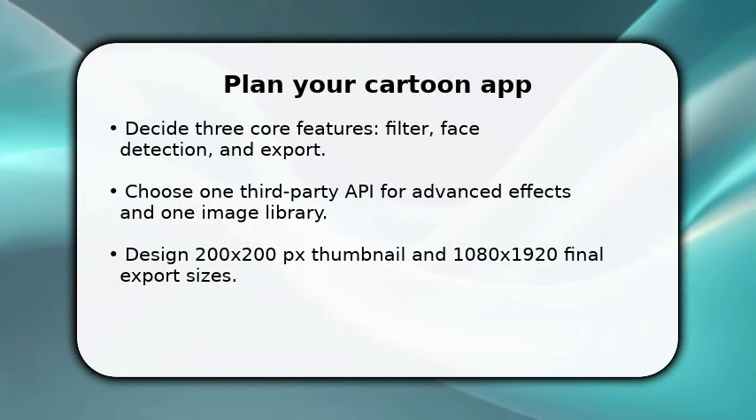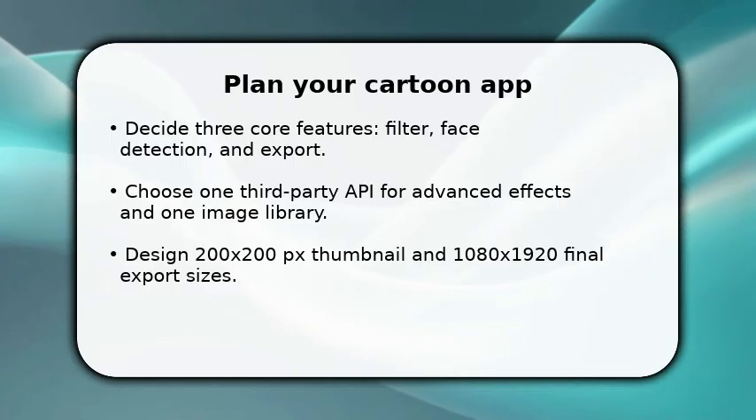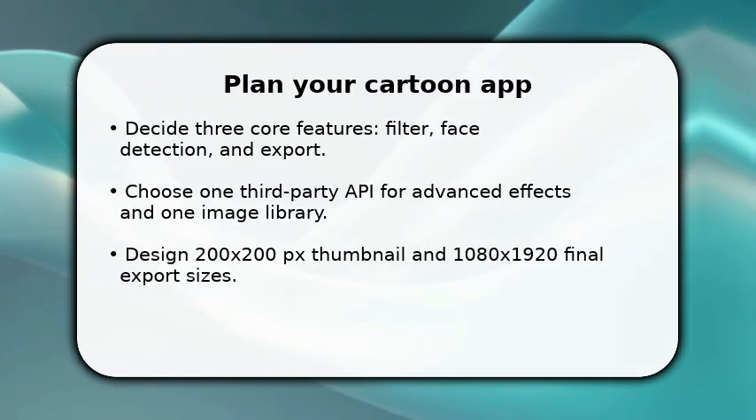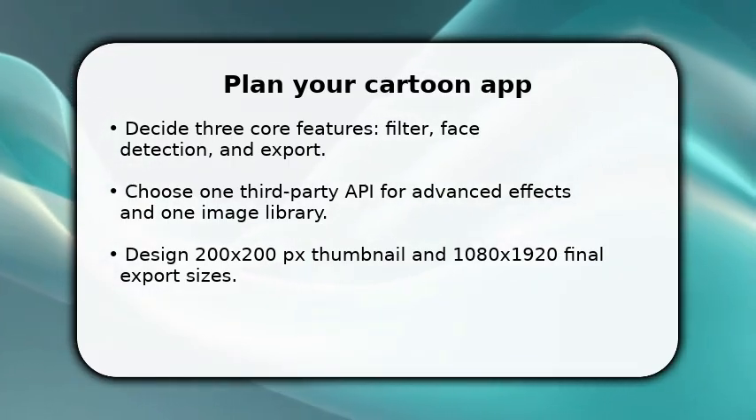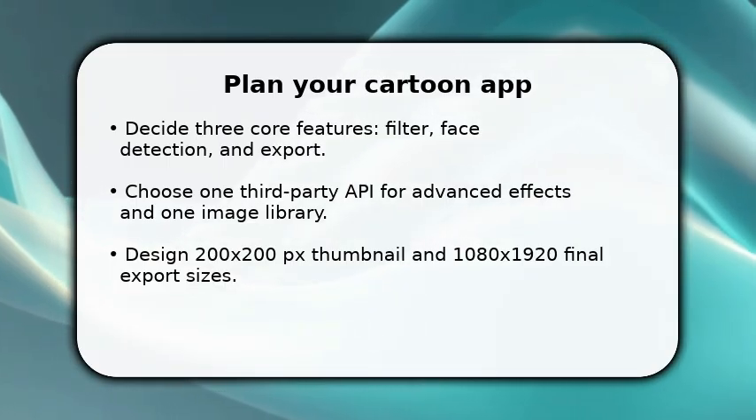Start by defining your app purpose and 3 core features clearly. Decide on filter, face detection, and export features first. Sketch user flows and design a simple onboarding path for new users. Choose one third-party API for advanced effects and one image library for local processing.